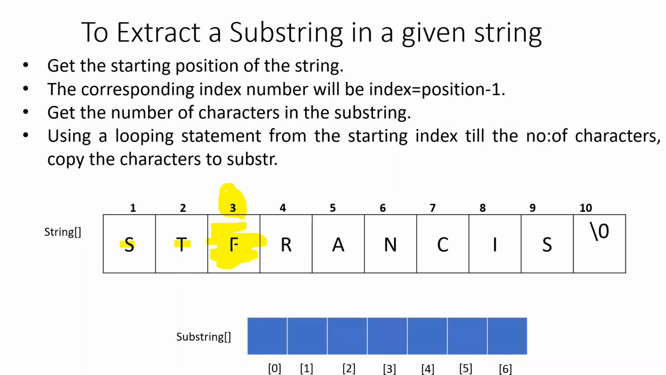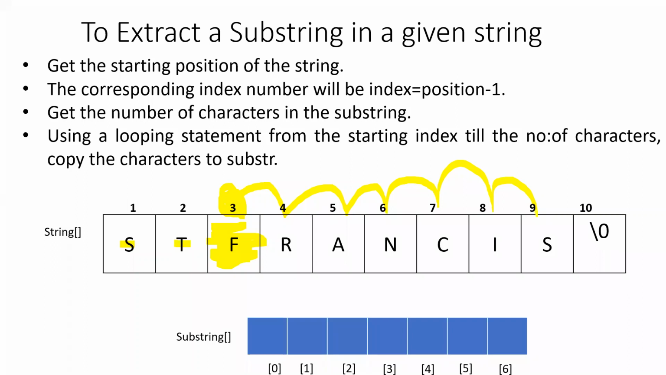From the third position, how many letters do you need, or what will be the length of the substring? So you'll be counting, St. Francis is up to here. You count this as the first character: 1, 2, 3, 4, 5, 6, 7. So for the length of the substring, you will give 7. So the starting position is 3, and to extract the substring Francis, you are telling the substring length as 7. Then you will be extracting from F to S. This is the way you extract.